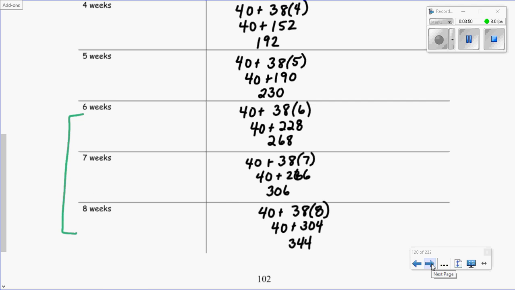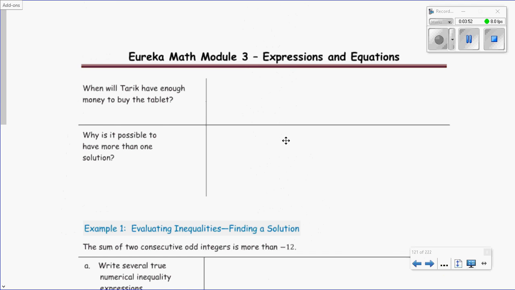And the next question is the one that I kind of want to talk about, as to why did they make us keep going if we know that it was 6 weeks, 6 weeks and onward. Well, why is it possible to have more than one solution?